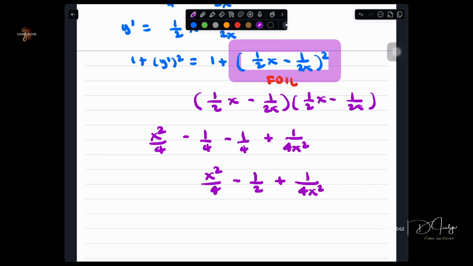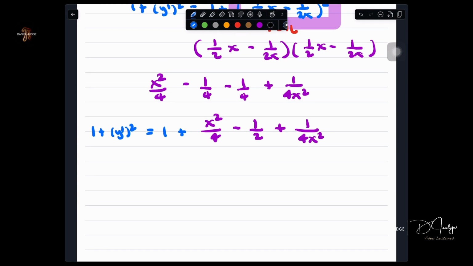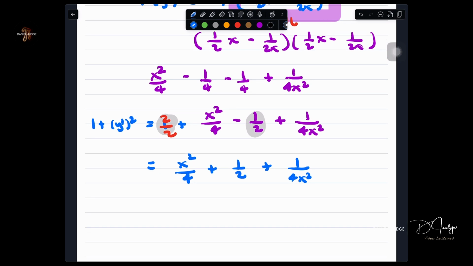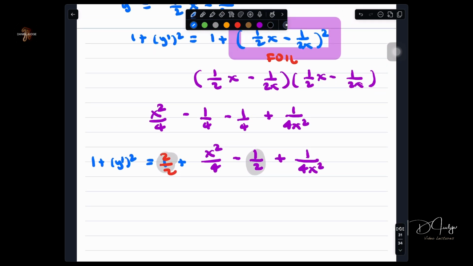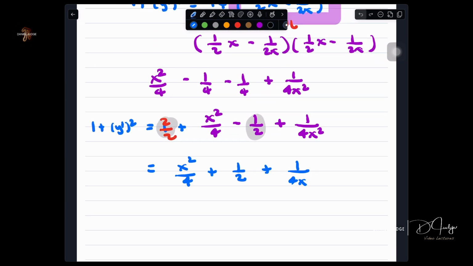That's in purple. Now don't forget you have 1 plus over here. And we're going to combine these constants here. 1 gets replaced with 2 over 2. So you end up with x squared over 4 plus 1/2 plus 1/4 x squared. And I guess we're using purple, so let's continue.